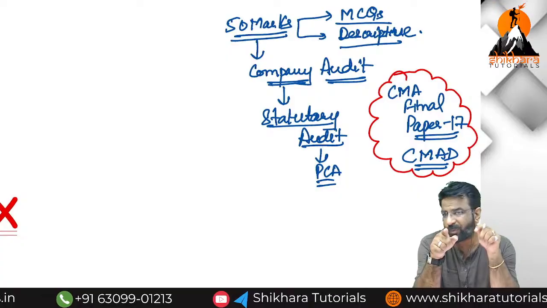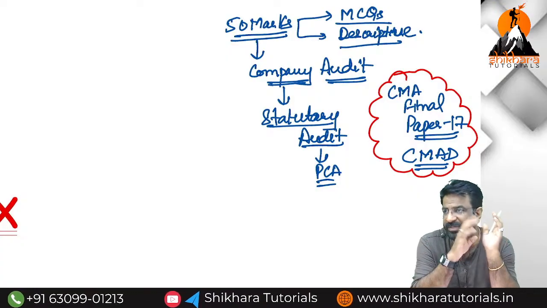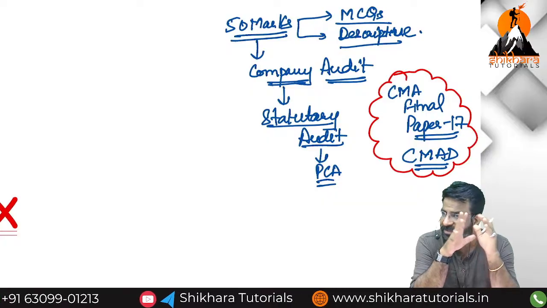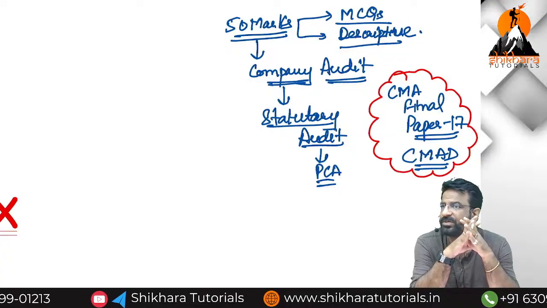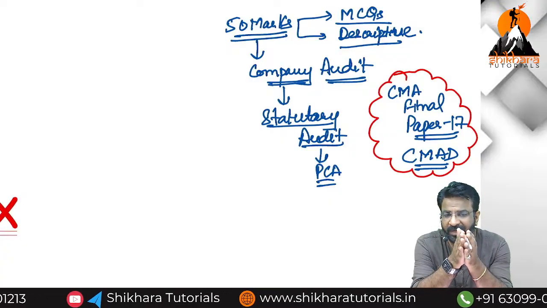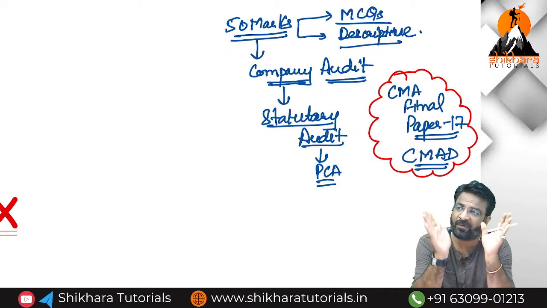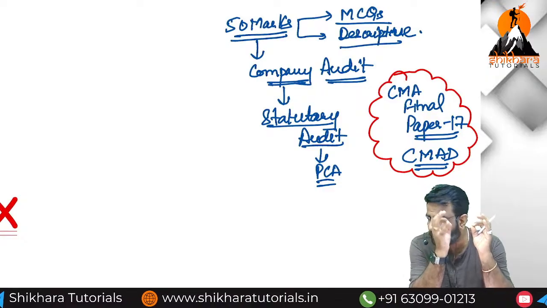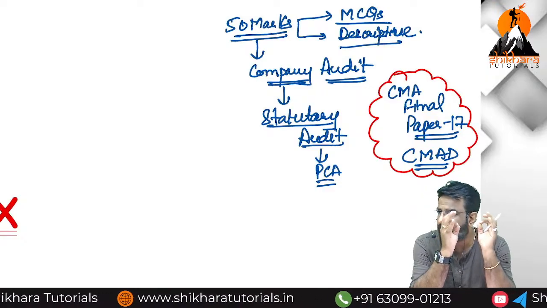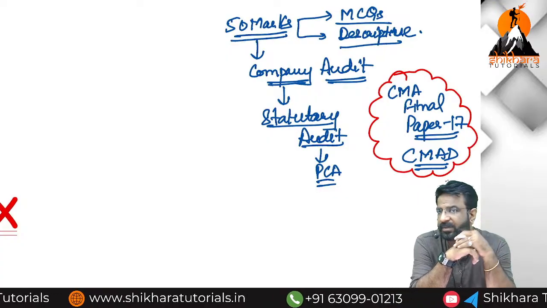It means your intermediate portion and the CA intermediate portion are the same. All the chapters which you have in your portion, the same chapters CA inter students also have. It means your audit gets differentiated when you enter CMA final. In CMA final their audit is different, your audit is different. So purely how to do cost audit, how to do management audit, what CMAs do, you will learn in CMA final.